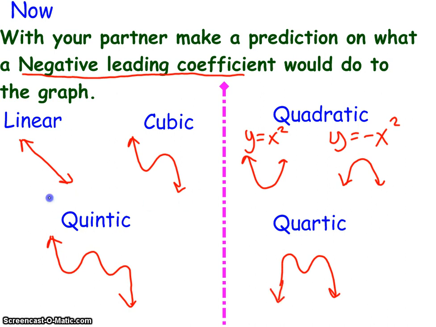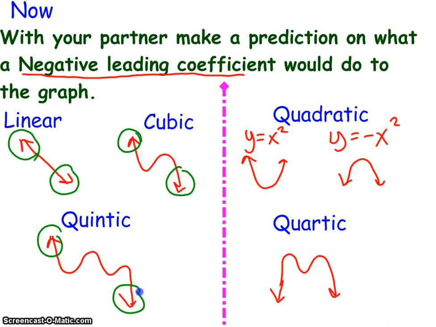So we're going to describe the end behavior. What happens at the ends of the graph? Notice that all the ones on the left, the linear, cubic, quintic, they all have the same end behavior. What do you guys know about these functions? What about their degrees? They have odd degrees, x to the first, x to the third, x to the fifth. So all odd degree functions have the same behavior at the ends.